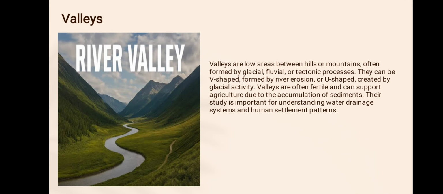Next come the valleys, as I said, the river valleys. Valleys are the low-lying areas between the hills or mountains, often formed by glacial, fluvial, or tectonic processes. They can be V-shaped, formed by river erosion, or U-shaped, created by glacial activity. So the shape of the valley determines the process from which it has formed. If it is river erosion, then it will form a V-shaped valley. If it is glacial erosion, then it will become a U-shaped valley.